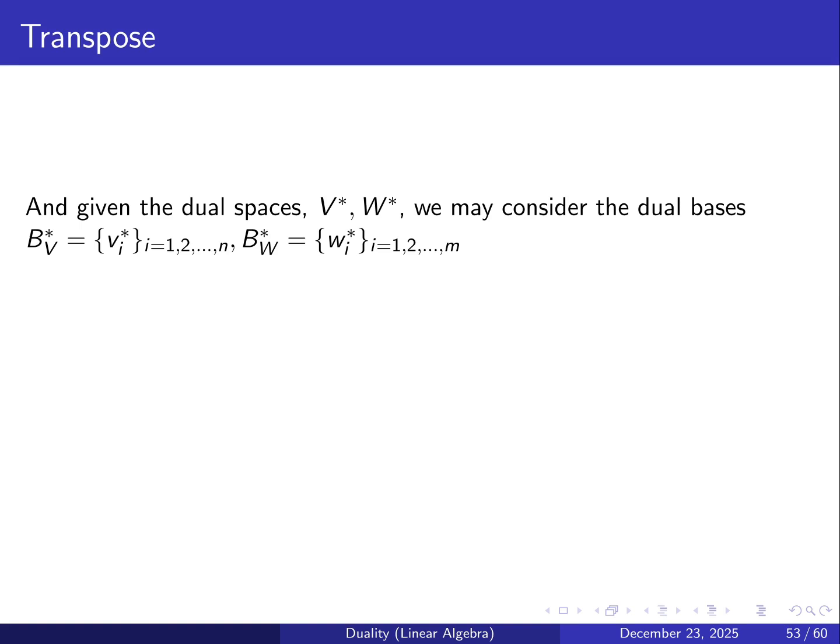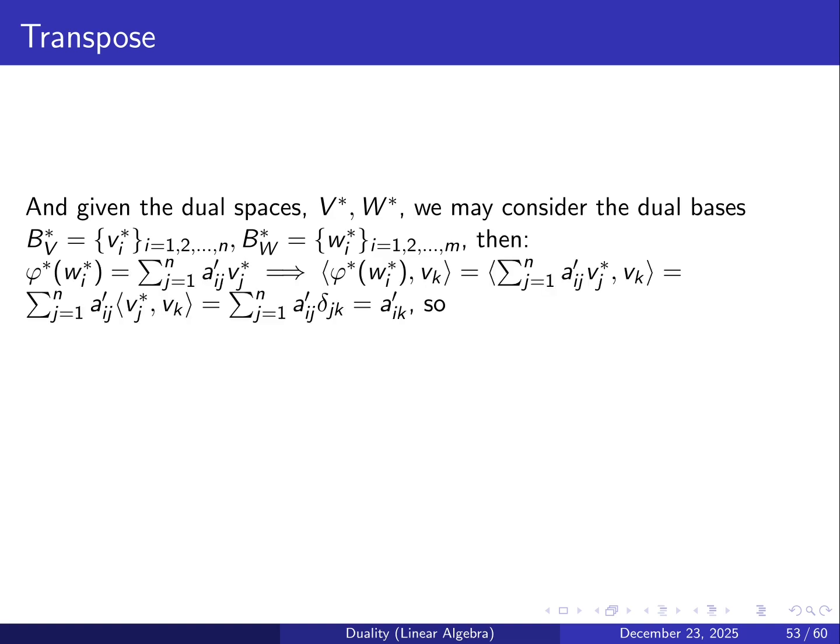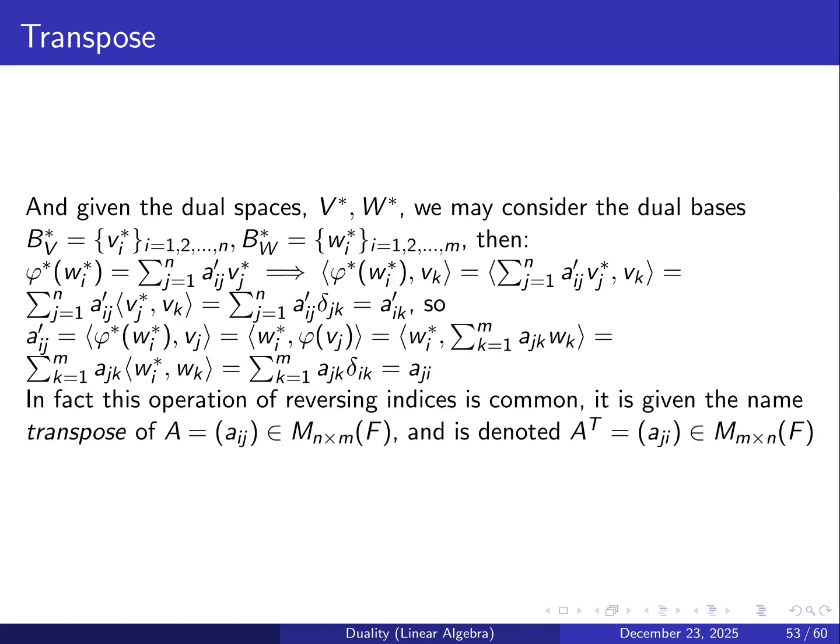Now, given the dual spaces V star and W star, we may consider the corresponding dual bases B sub v star and B sub w star, then expanding phi star in this basis and calling the matrix representation coefficients of phi star a sub ij prime. Now, doing the scalar product of phi star of w sub i star with v sub j, we get that this is equal to the coefficients a sub ij prime, but also moving phi to the right and expanding, we get that this is equal to the coefficients a sub ji. In fact, this operation on matrices of reversing indices is so common it is given a name, the transpose of A, and is denoted as A to the t.